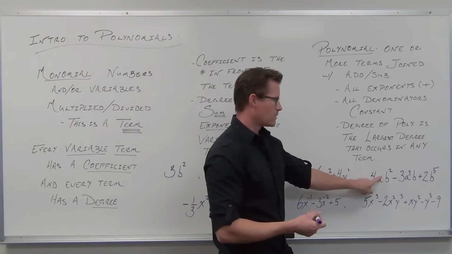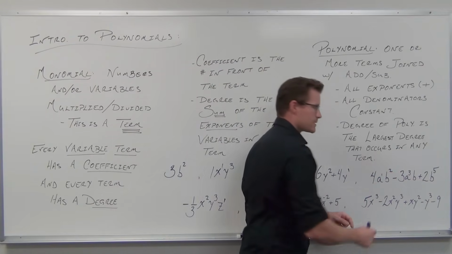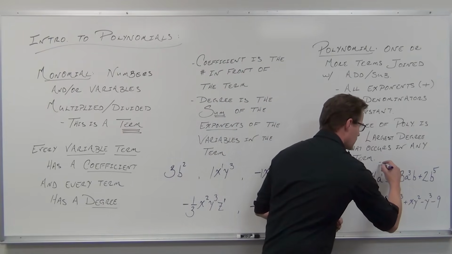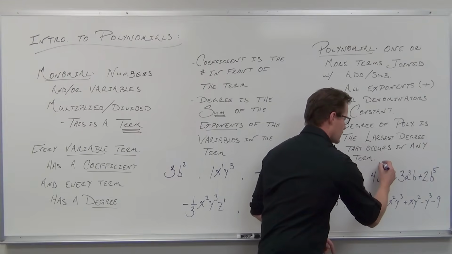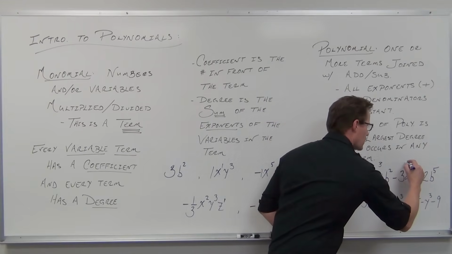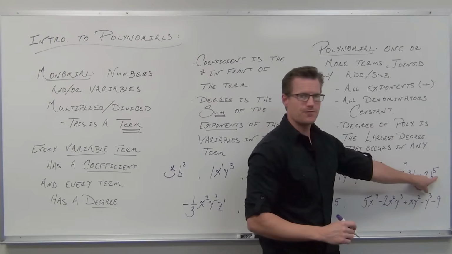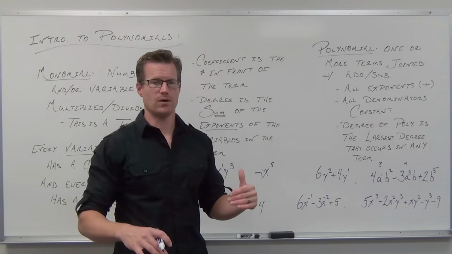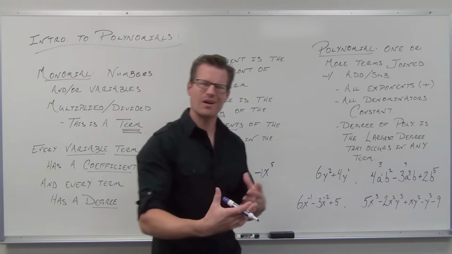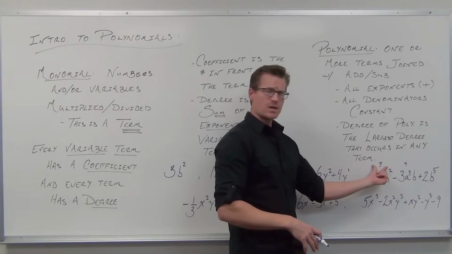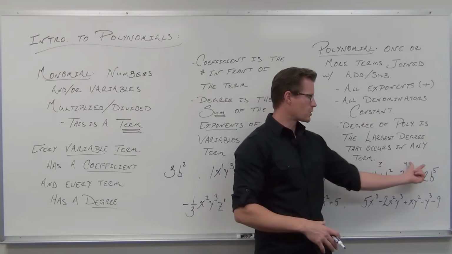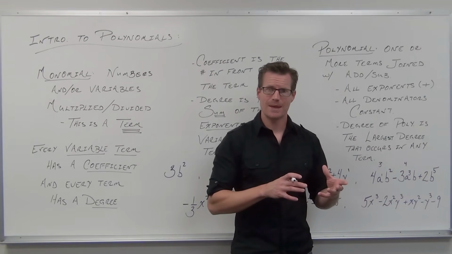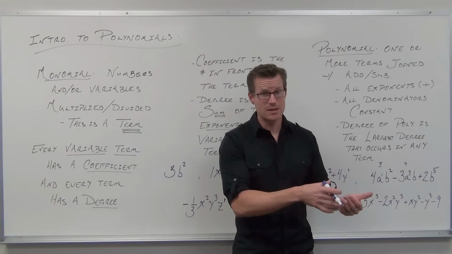Here we get, remember, every variable has an exponent. The degree here would be 3. The degree here would be 4. And the degree here would be 5. The degree of the polynomial is not 12. The degree of the polynomial is, well, look at this. The degree here, that term would be 3, degree here would be 4, degree here would be 5. Just take the biggest one. The degree of the polynomial is the largest degree that you have in the polynomial.